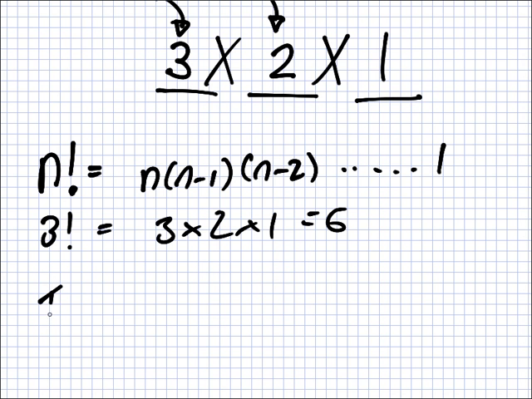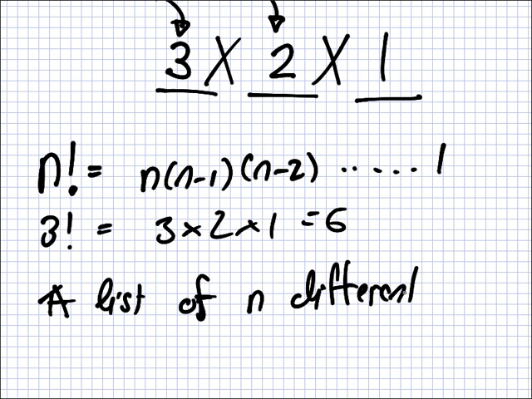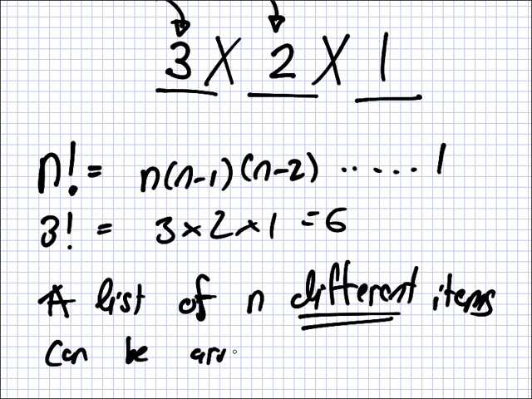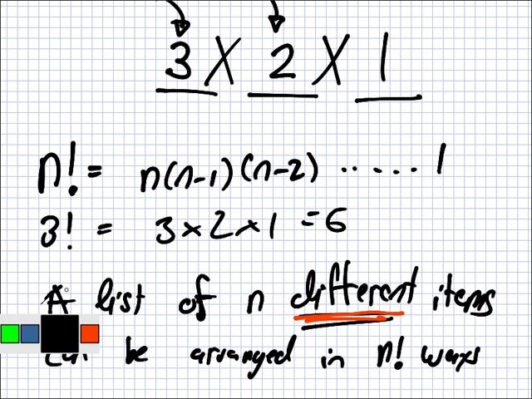So a list of n different items can be arranged in n factorial ways. Now that actually word different is important here. We'll see that now in the next example. So just make note of that. We'll have a look at another example.